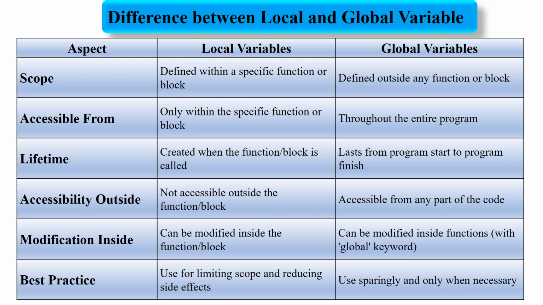Best practice. It is generally considered good practice to use local variables whenever possible to limit their scope, reduce side effects, and improve code maintainability. Global variables should be used sparingly and only when necessary to avoid code complexity and potential issues with unintended modifications.